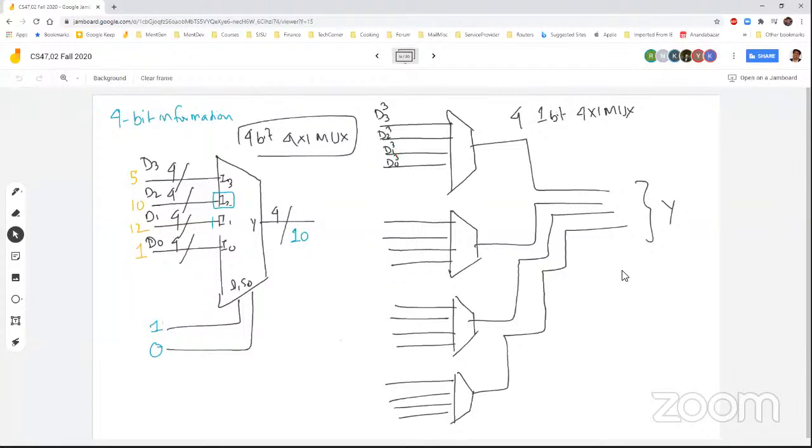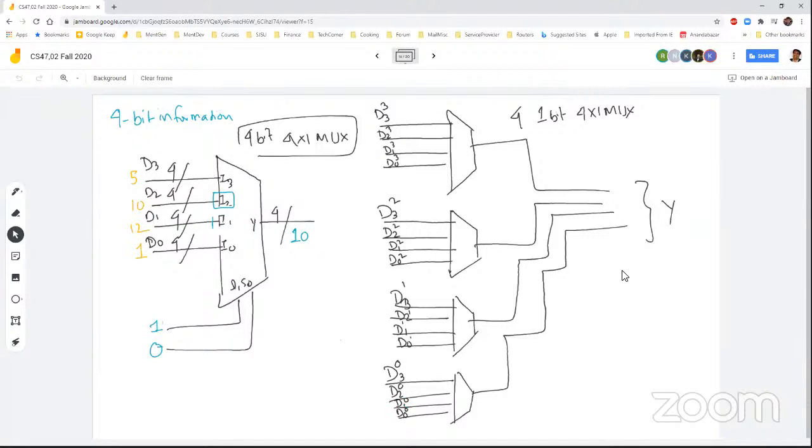This multiplexer is connected with data 3 bit 2, data 2 bit 2, data 1 bit 2, and data 0 bit 2. This one is data 3 bit 1, data 2 bit 1, data 1 bit 1, data 0 bit 1, and this one is data 3 bit 0, data 2 bit 0, data 1 bit 0, data 0 bit 0. That's how the connection is.